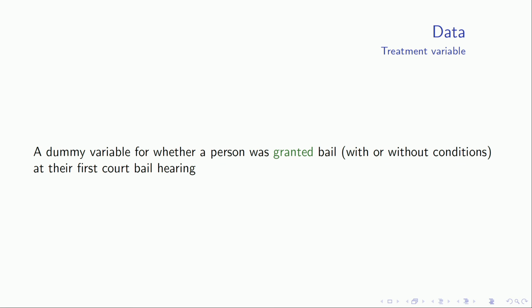I'll note that the first court bail decision may not reflect their status until the end of their trial. It may be varied, so someone who was granted bail can later be refused bail. An issue here is that this could happen because someone who's been released goes and commits another crime, and then they're refused bail. That creates even more endogeneity, which I don't know how to deal with.